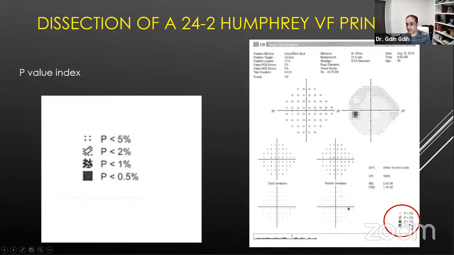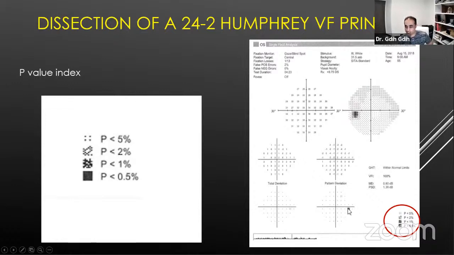Now we're going to go down to probably the last one, the P-value index. We need to use the P-value of these points on the total deviation and pattern deviation plots down here. We have an index so that we don't have to memorize which symbol is which P-value: less than 5%, less than 2%, less than 1%, and less than 0.5%. So we have it always ready on every printout, so we can reference back to it and look at which number we have here.